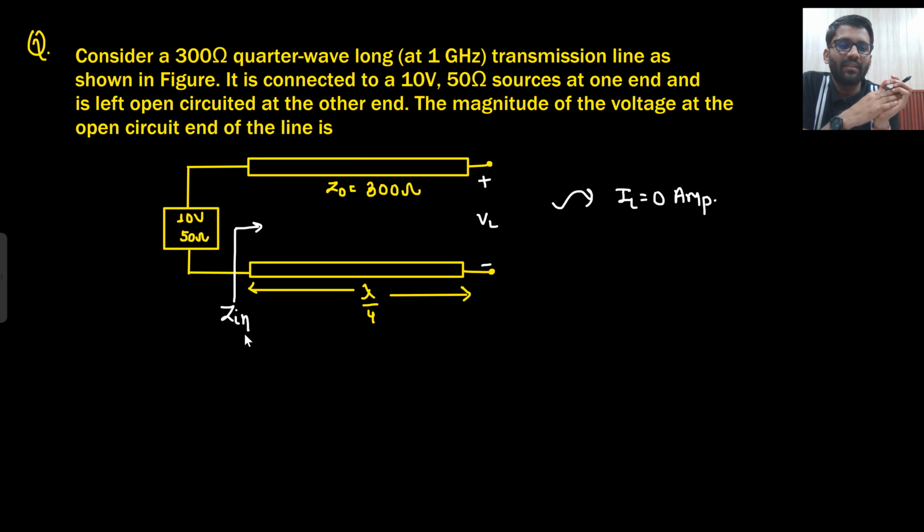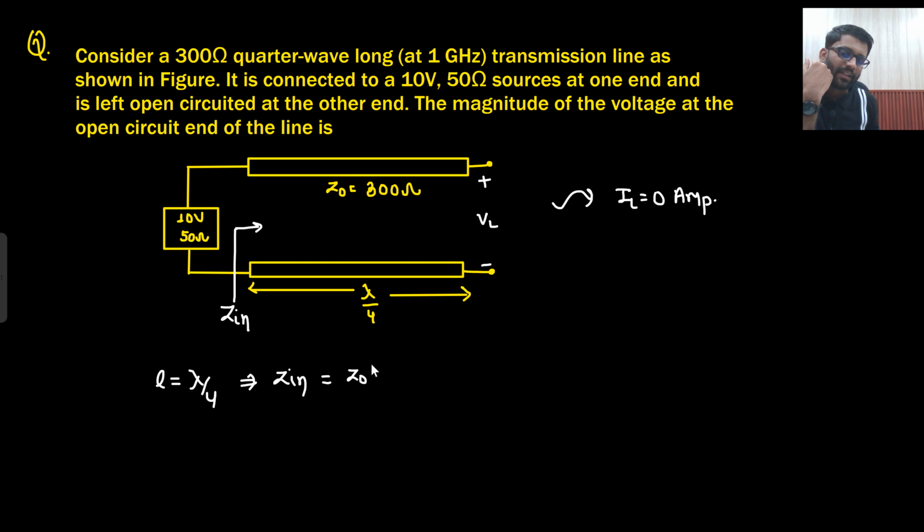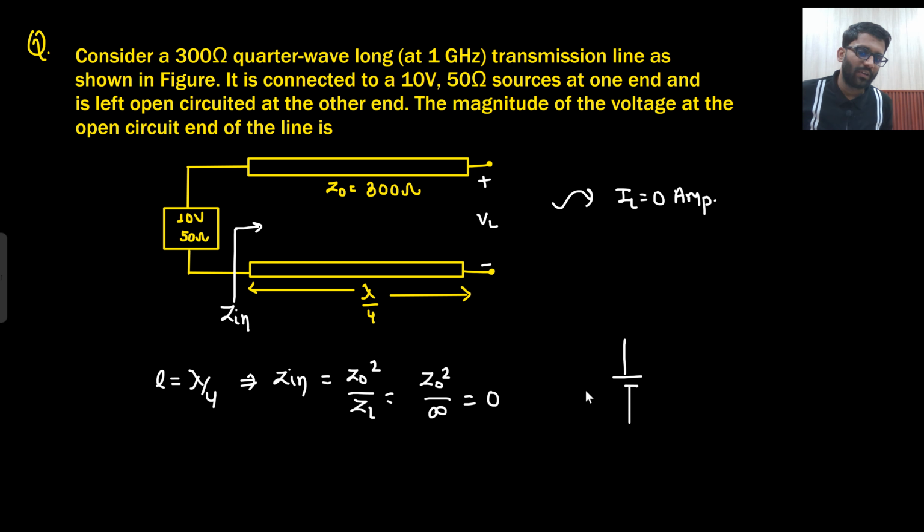What will be my Z in? Can you let me know? Length is lambda by 4. And for lambda by 4 length, what is Z in? That is Z naught square divided by ZL. And what is the value of ZL? ZL is infinity. So what will be your Z in? Short circuit. So your Z in is short circuit. And what is your source? Source is 10 volt and 50 ohm resistance. And load, and this Z in is short circuited.